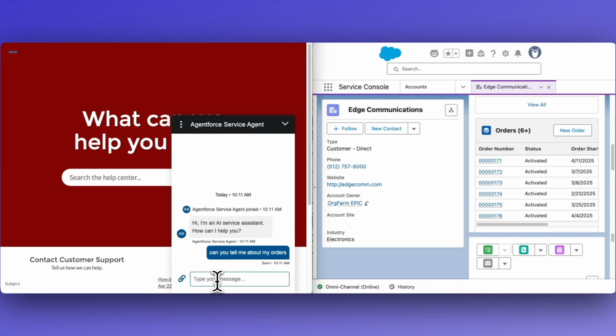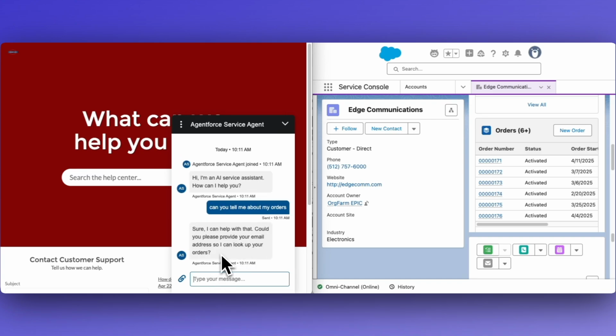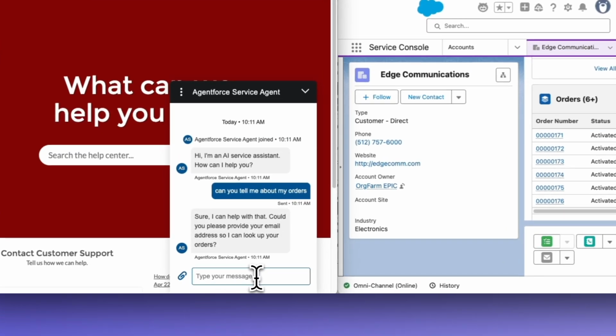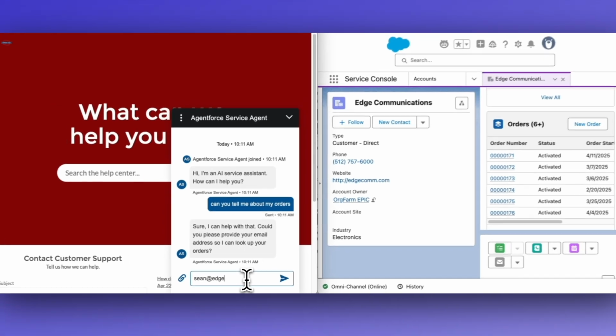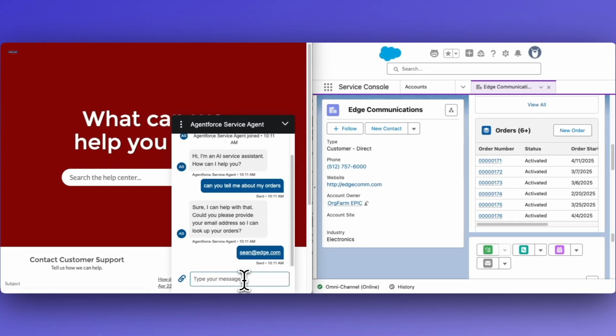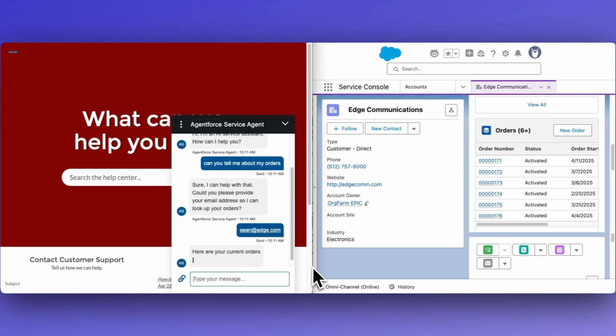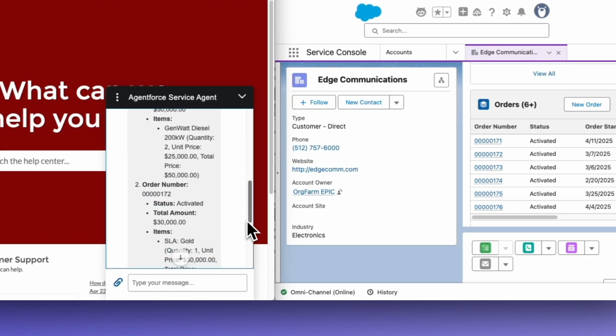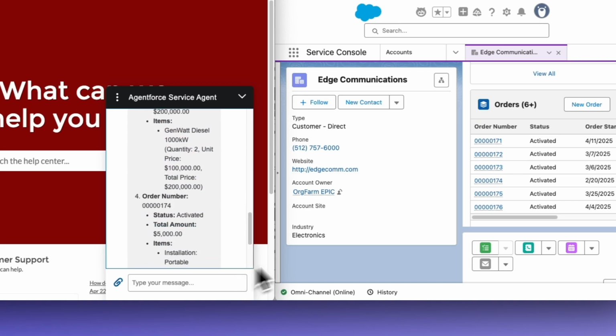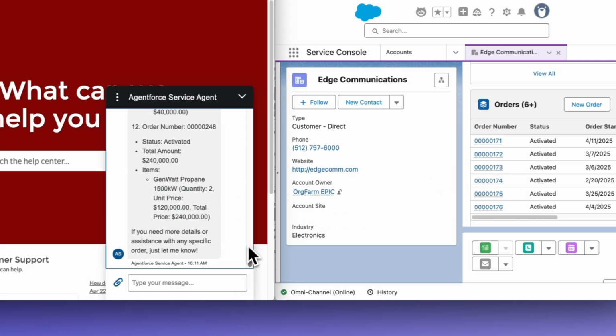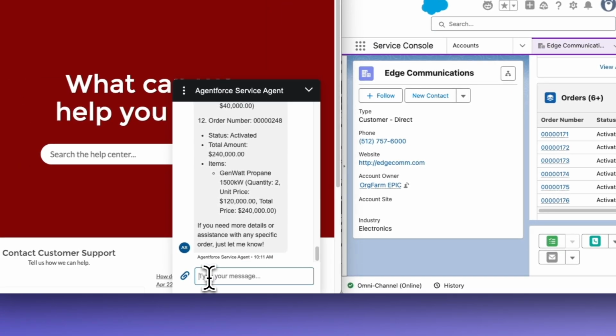And what we need to have happen is a little bit of authentication. In the real world, your customer is probably going through a username and password and authenticating in. In my demo here, I don't have that set up, but I do need to know who they are. So I programmed my agent to ask for an email address so I could isolate the data. And when I do that, you can see all the orders come up and they're linked to Edge, which Sean is part of, and you can see everything there.